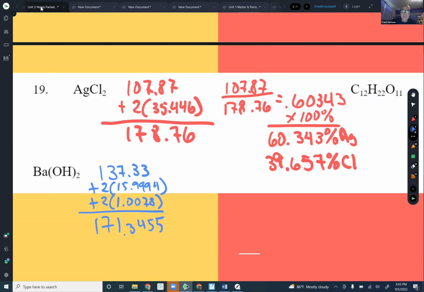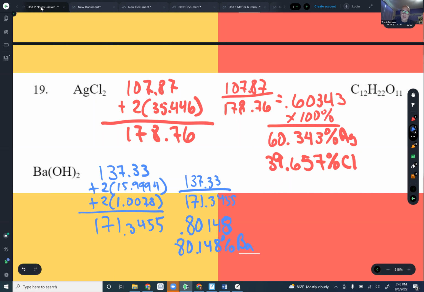So again, I'm going to start with the one that has only one value. So I'm going to take the 137.33 and divide it by 171.3455. 137.33 divided by 171.3455, and you get roughly 0.80. I got 5 sig figs, so 148. Sorry, 148. I'm not sure how I misread that. Okay, now multiply that by 100.